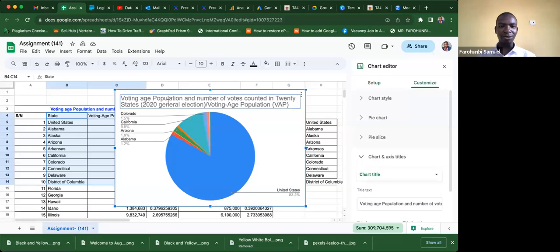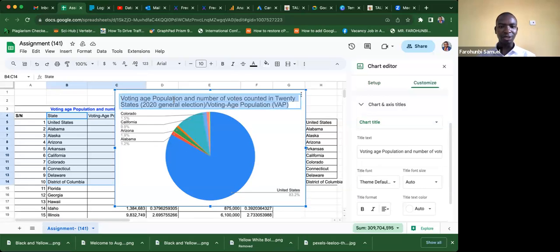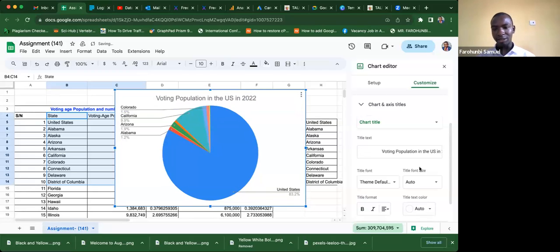So I can change the title here to say voting age or voting population in the US. Voting population in the US in 2020. Voting population in the US in 2020. And then I format it. Maybe I want it to be in the middle here, and then the text will change.